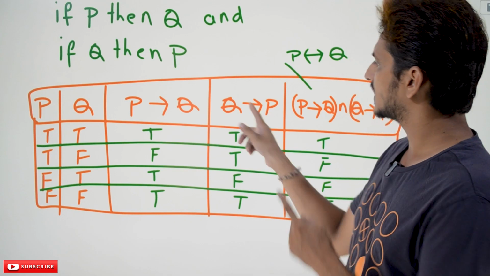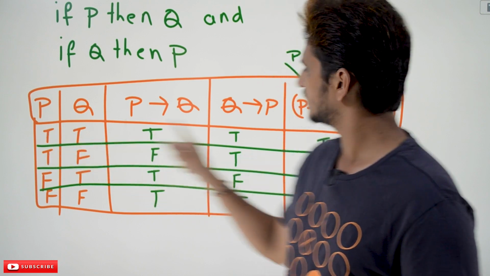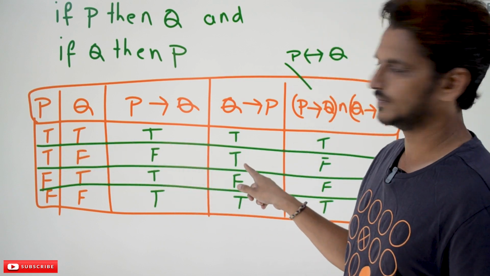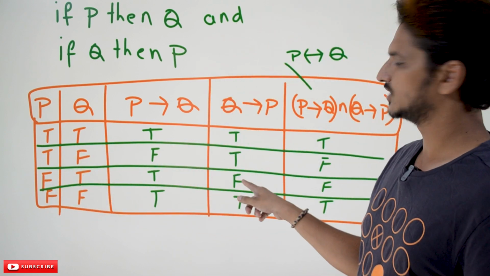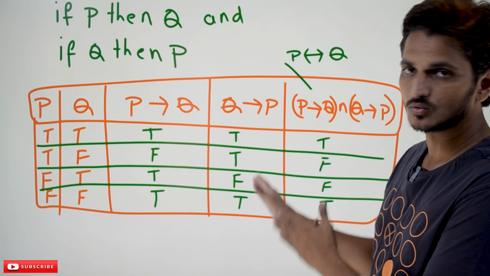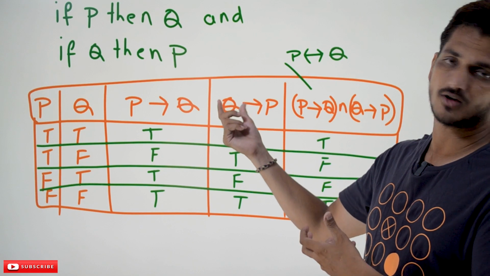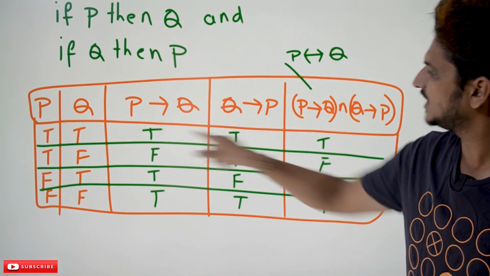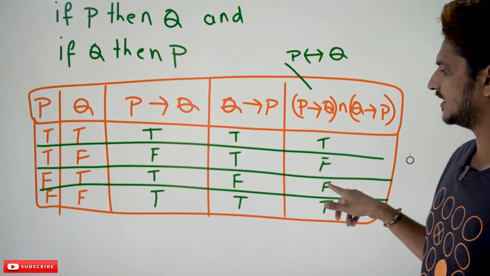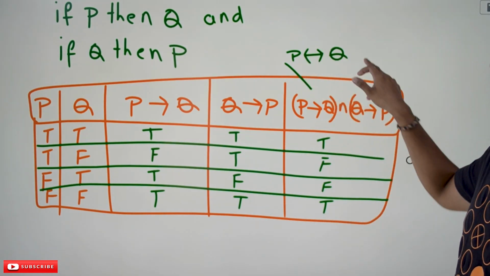Similarly, Q implies P: true, true, it is going to be T. False, true, it is going to be true. True, false, it is going to be false. False, false, it is going to be true. So this is the truth table for Q implies P. Now we take the conjunction of both values. Conjunction: TT gives T, FT gives F, TF gives F, TT gives T. This is the final truth table for P double implies Q.